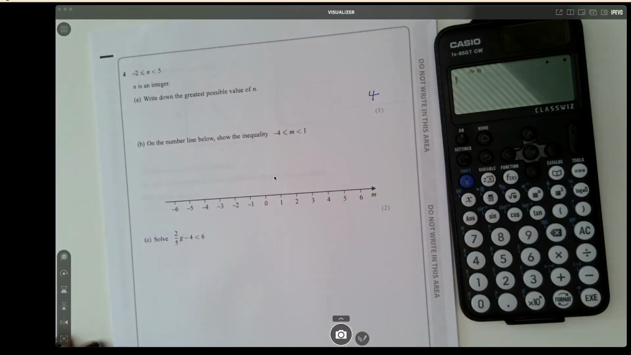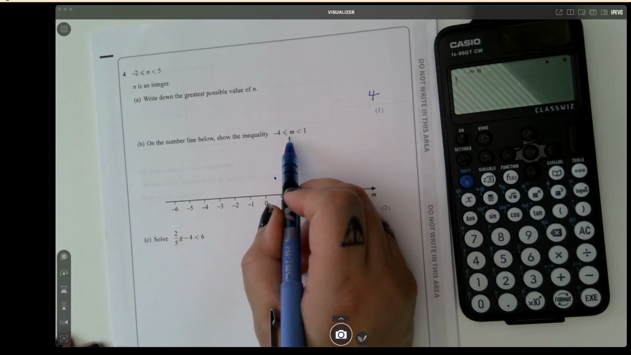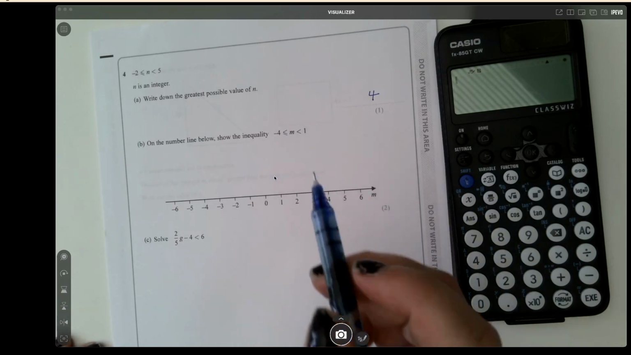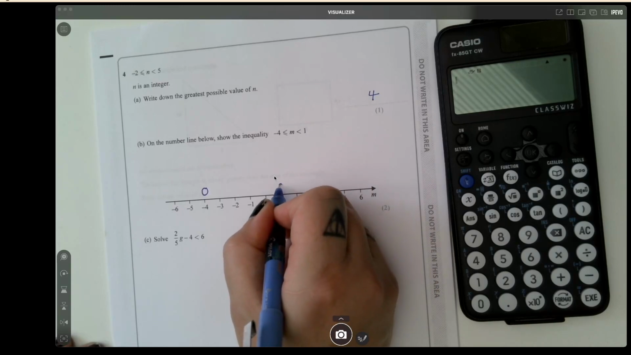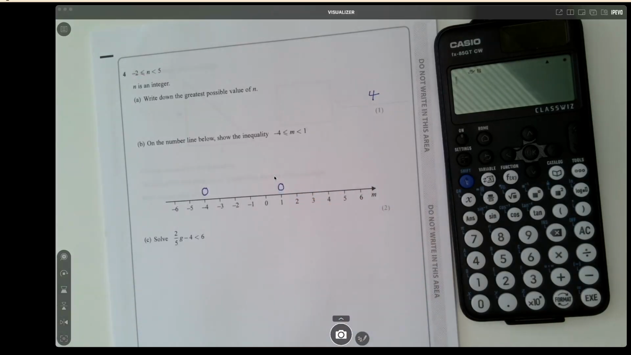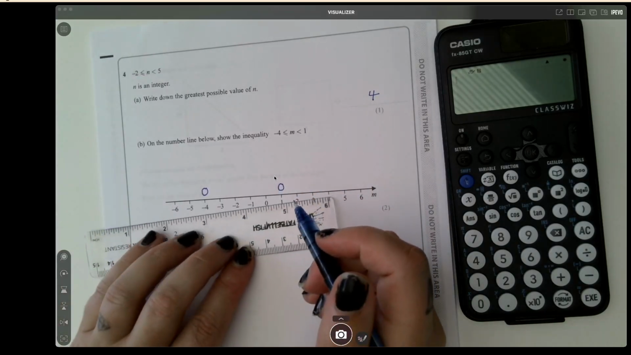because that's the whole number that comes before 5. On the number line below, show the inequality -4 is less than or equal to m and m is less than 1. So we want a circle at -4 and a circle at +1. We're going to join both of those circles with a line.